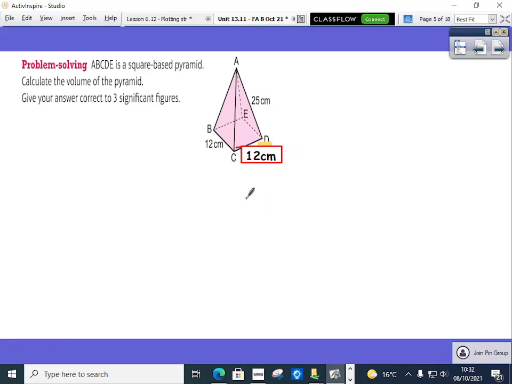Okay, ABCDE is a square-based pyramid. Calculate the volume of the pyramid. Give your answer to 3 significant figures.